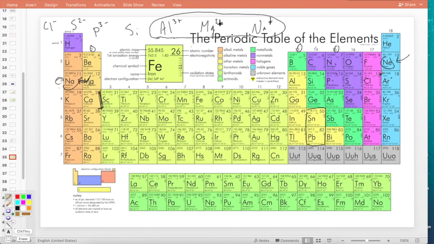Sulfur will gain 2, 1, 2. Anything in group 15 will gain 3. Anything in group 16 will gain 2. Anything in group 17 will gain 1 to develop a 1 minus anion. So these are the patterns you guys need to know.